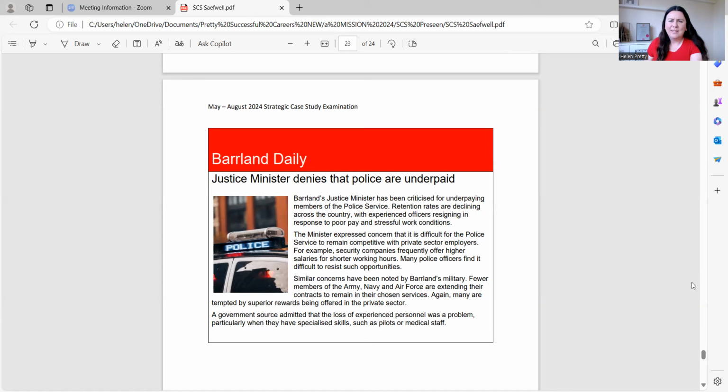The minister expressed concerns that it is difficult for the police service to remain competitive with private sector employers. For example, security companies frequently offer higher salaries for shorter working hours.